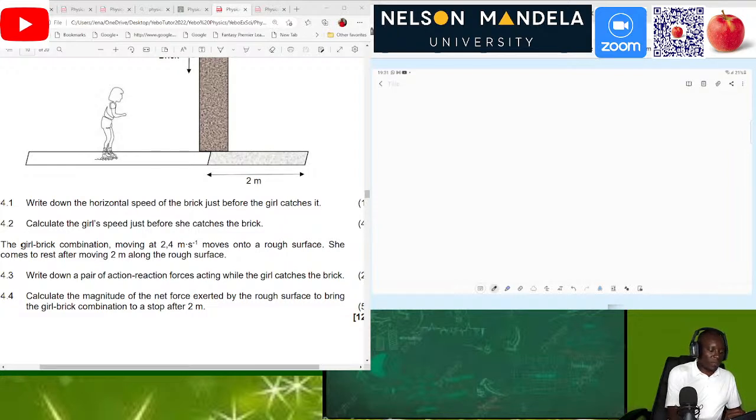So for this part of the question, V1 is 2.4 meters per second. The total mass of the girl and the brick is 57 kg. So you have a 57 kg body, 52 plus 5, moving at that velocity, and it stops after 2 meters. The stopping distance, S or X, is equal to 2 meters.